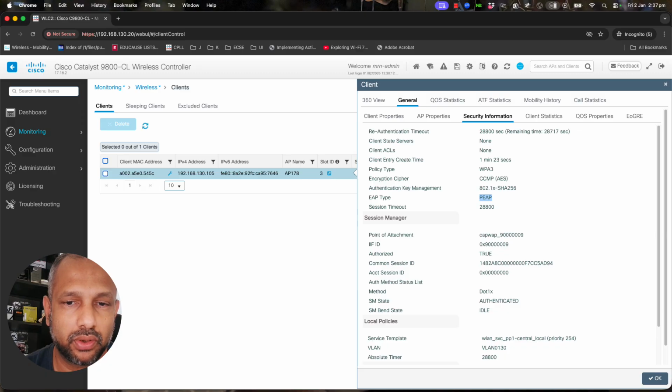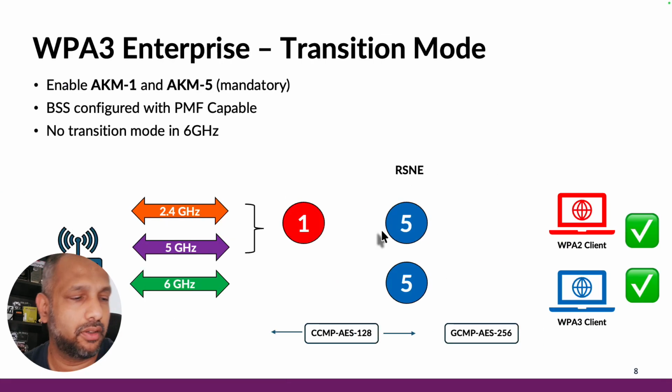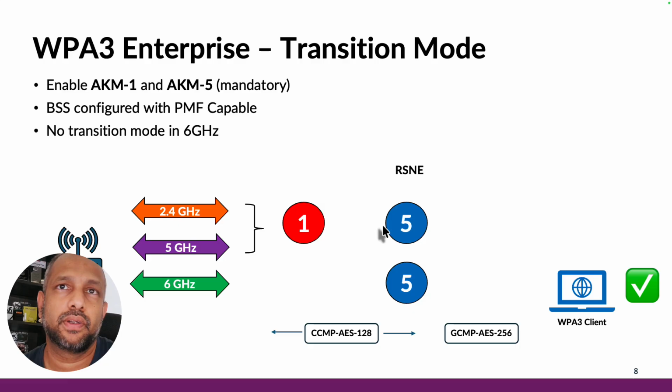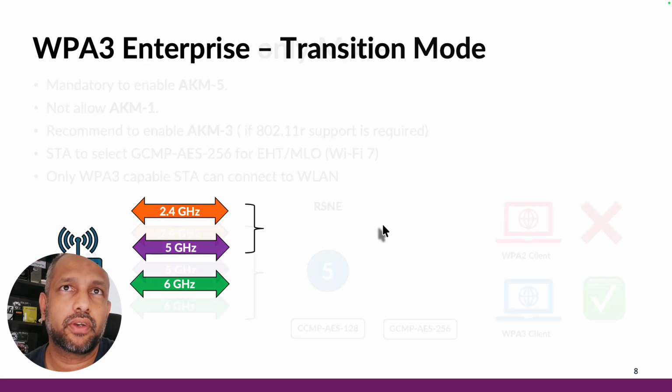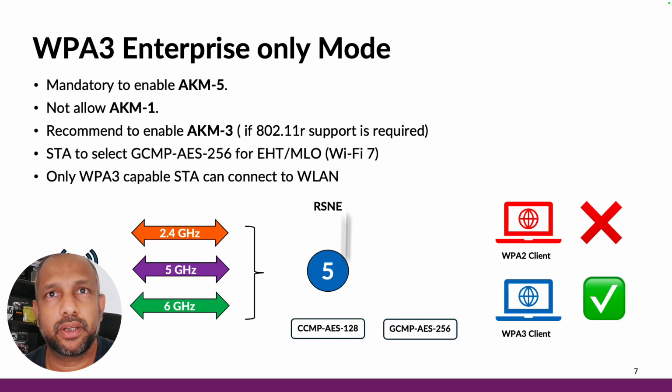Let me just go back to the WPA3-Enterprise slide information which I showed you earlier. Now the transition mode, I have configured this as enterprise mode only. So we're addressing AKM value 5, with the encryption cipher being AES-128.